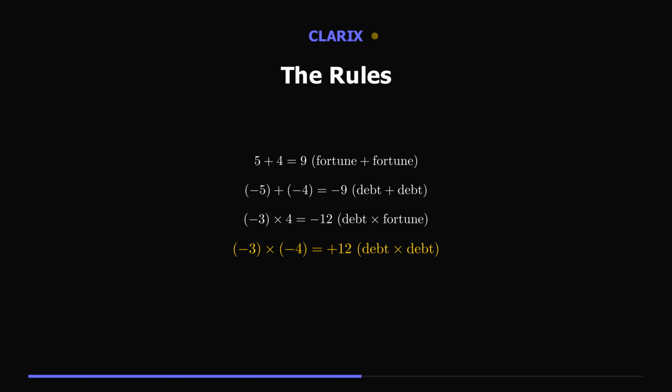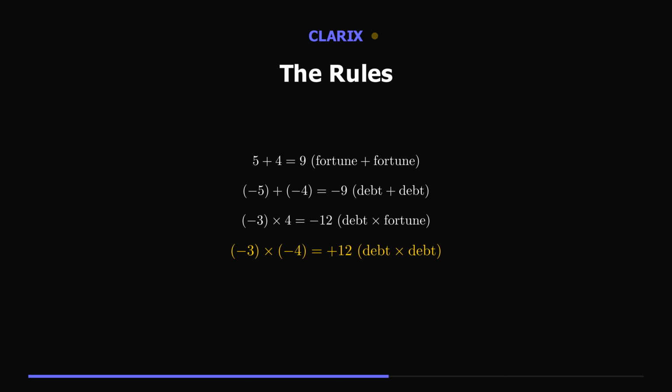A fortune plus a fortune is a fortune. 5 plus 4 is 9. A debt plus a debt is a debt. Negative 5 plus negative 4 is negative 9, since owing 5 and borrowing 4 more means owing 9. A debt times a fortune is a debt. Negative 3 times 4 is negative 12, since 4 debts of 3 add up to 12 owed.